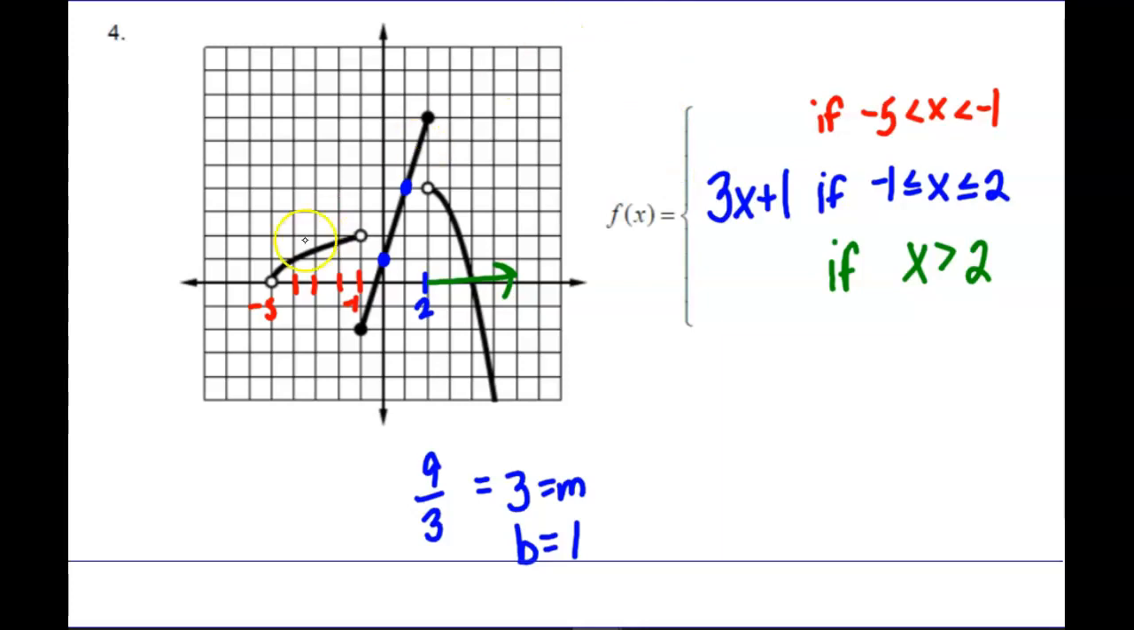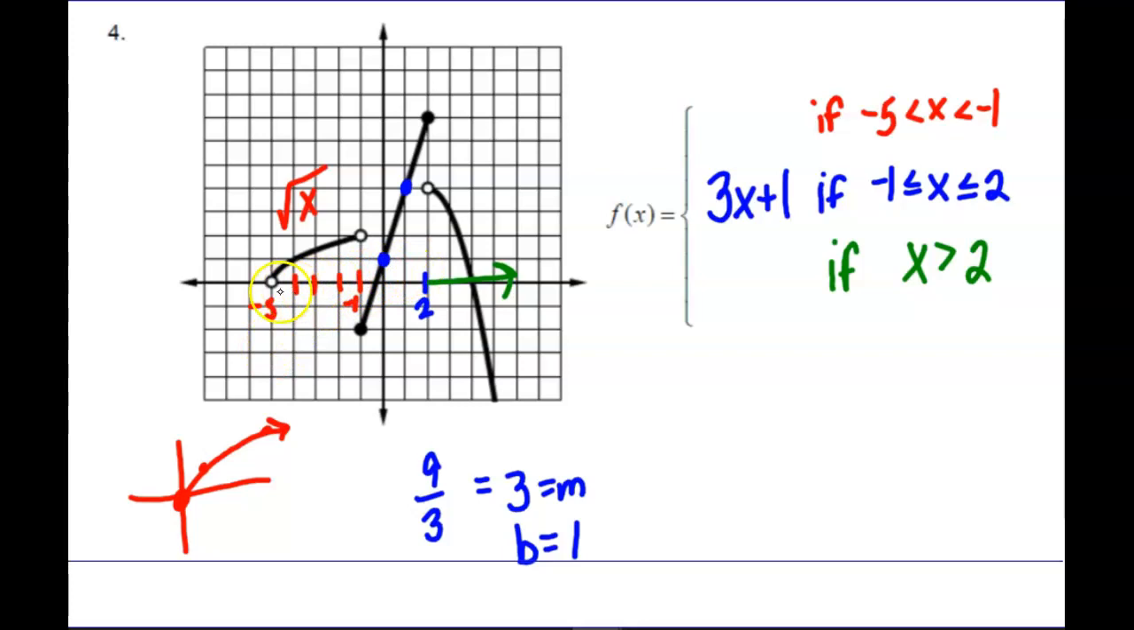All right, what is this chunk? Anybody know what that's a piece of? Yeah, this is a square root of x graph. Can you tell me what happened to it? The square root of x normally goes through the origin. It would go over 1, up 1, and over 4, up 2.